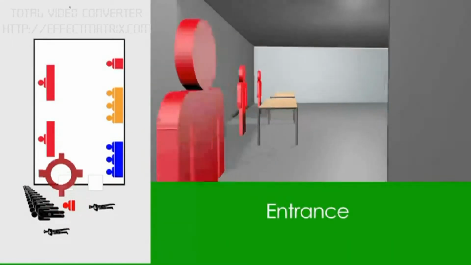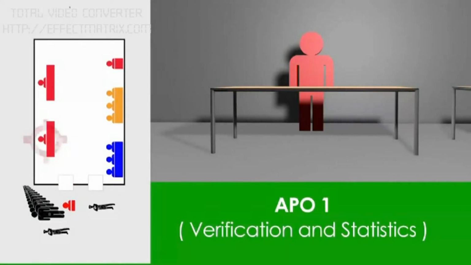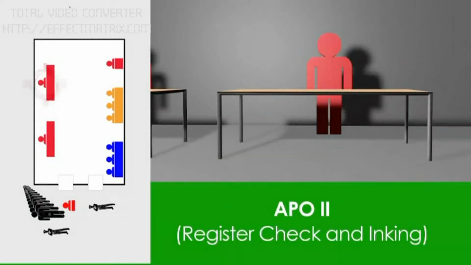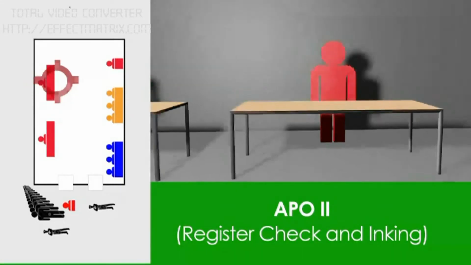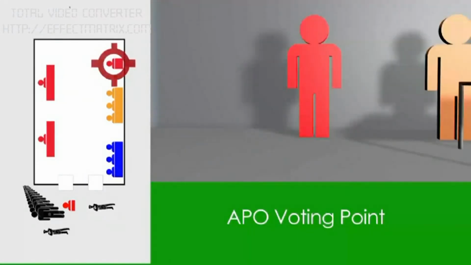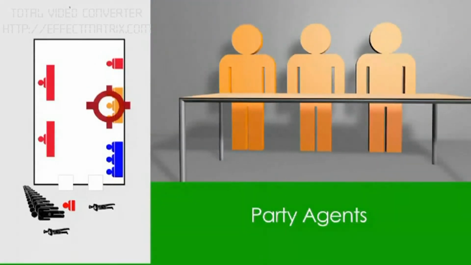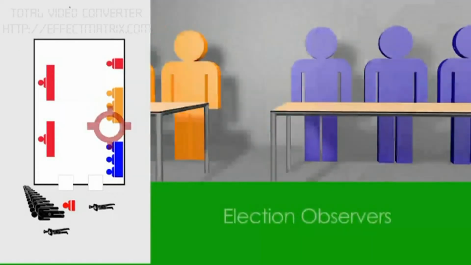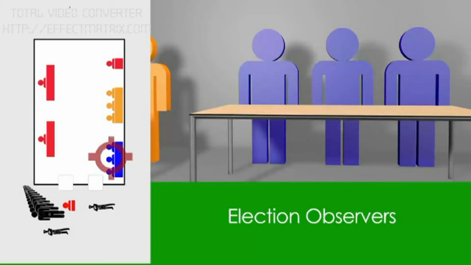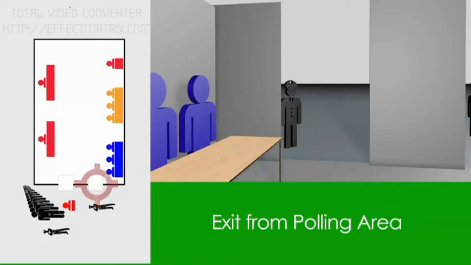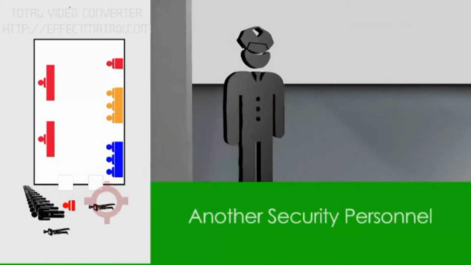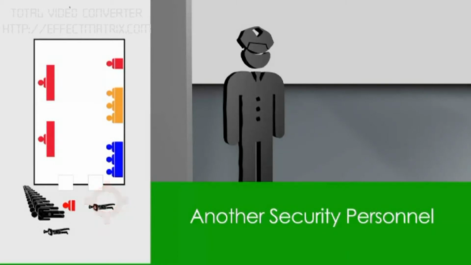And here is the APO1, verification and statistics. APO2, register check and inking. This is the APO voting point. Here are the party agents and observers. This is the exit from the voting point, VP. And this is another security personnel covering the exit.